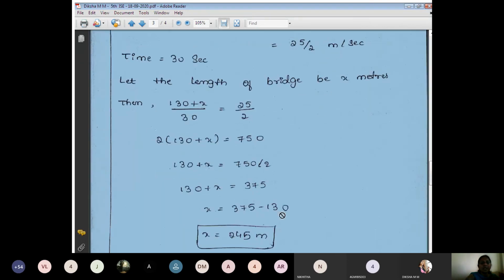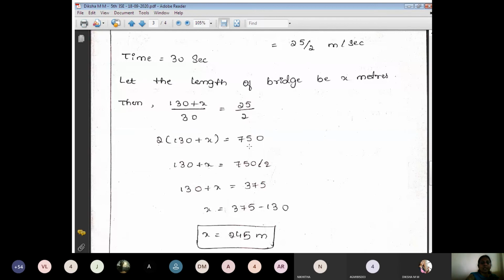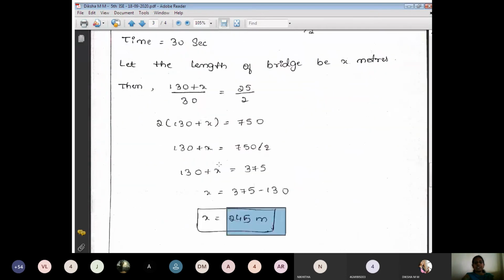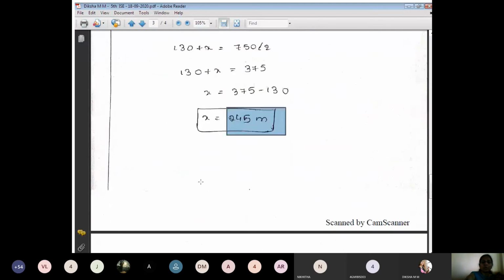The remaining calculations we can do very easily, cross multiplication. So finally we get x is equal to 240 meters. This is the length of the bridge, which was asked in the question. So the length of the bridge is 245 meters. Okay, Aishwarya.